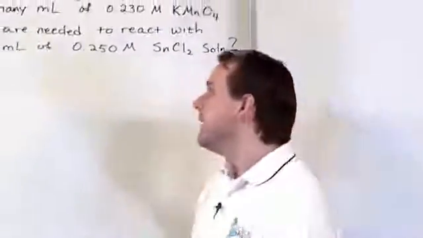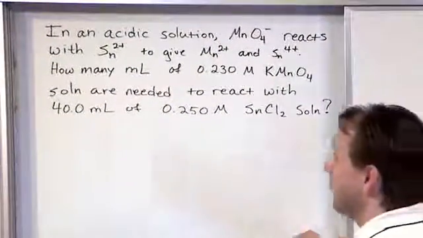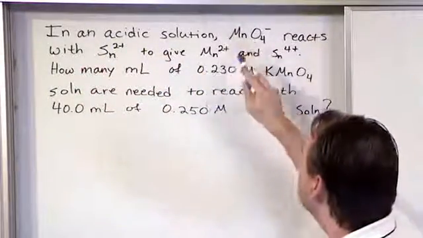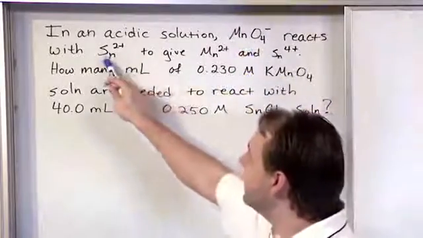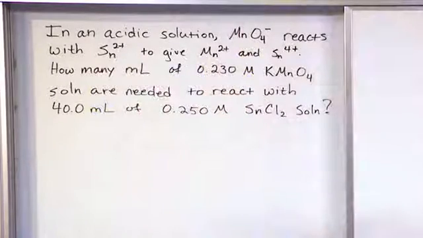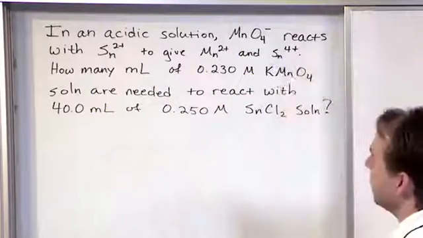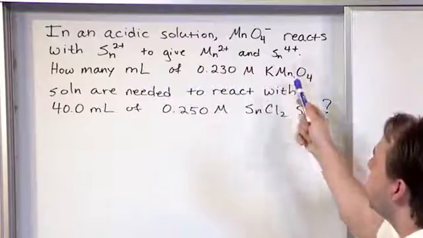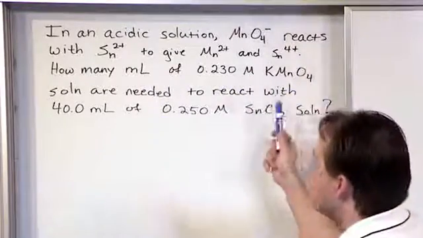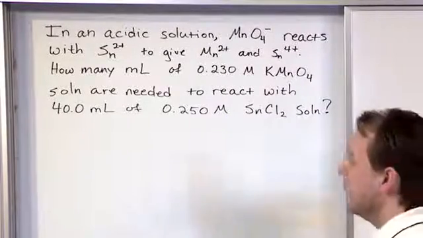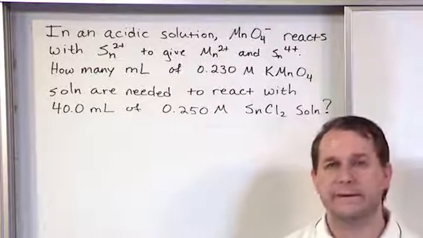So that's the third part that we've done in the past with easier types of reactions. And so what we have now is a stoichiometry problem that goes like this. In an acidic solution, this is called a permanganate ion. This permanganate ion reacts with tin, this tin ion, to give a manganese ion and another tin ion with a different charge. How many milliliters of 0.230 molar potassium permanganate solution are needed to react with 40 milliliters of 0.250 molar tin chloride solution?